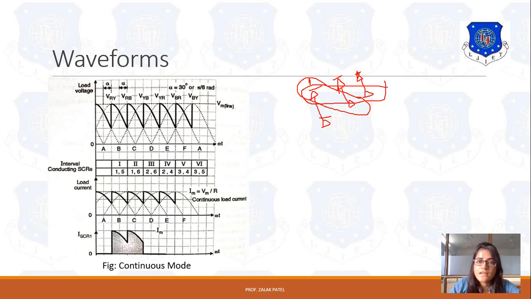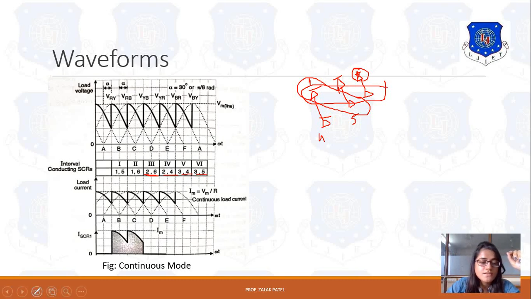Similarly, if you take the second case, conduction takes place with 2 and 4 or 2 and 6. So here you can note that the second SCR conducts with SCR 6 or SCR 4. In the same way, the third SCR will conduct with either 4 or 5. So here you can note 3 and 4, and 3 and 5. So this is how SCRs conduct in a continuous conduction mode. Similarly, for discontinuous mode also we can note this down.